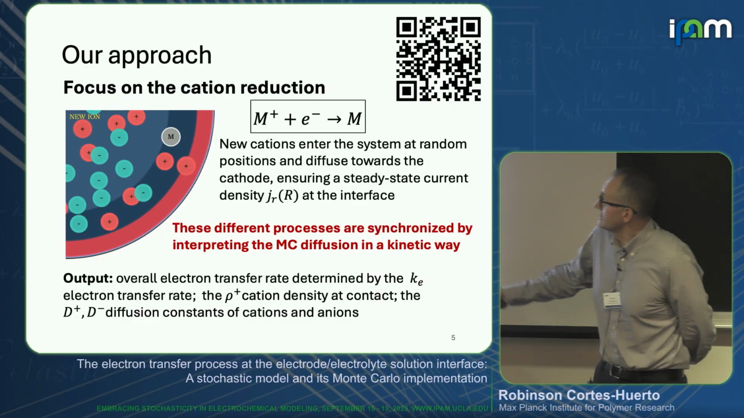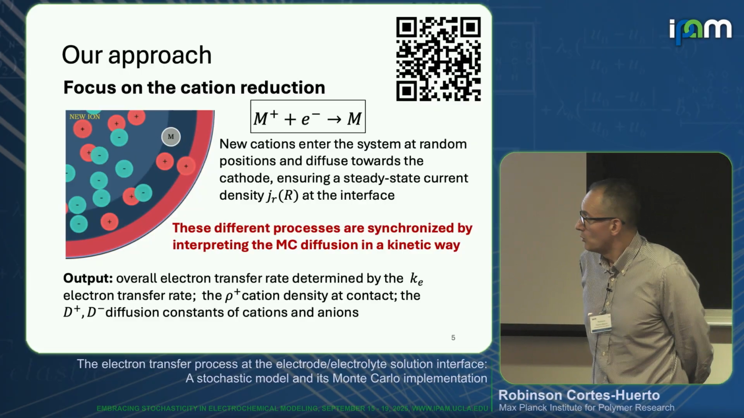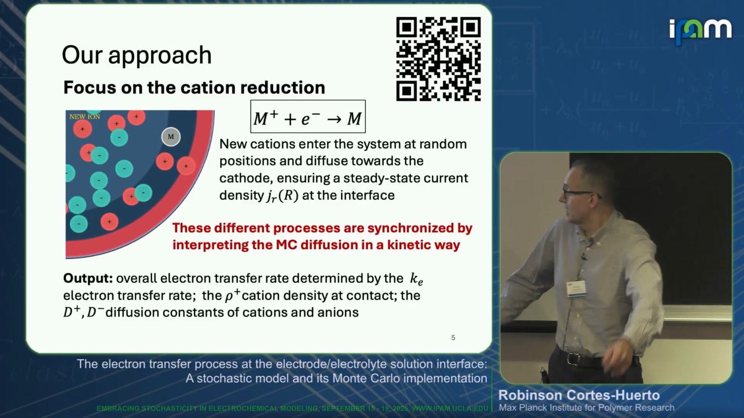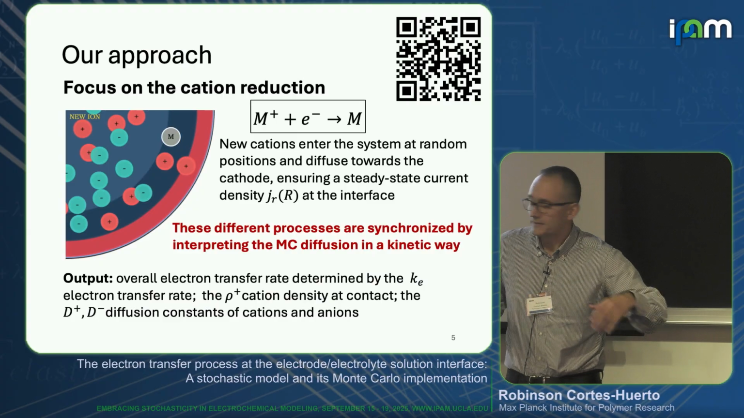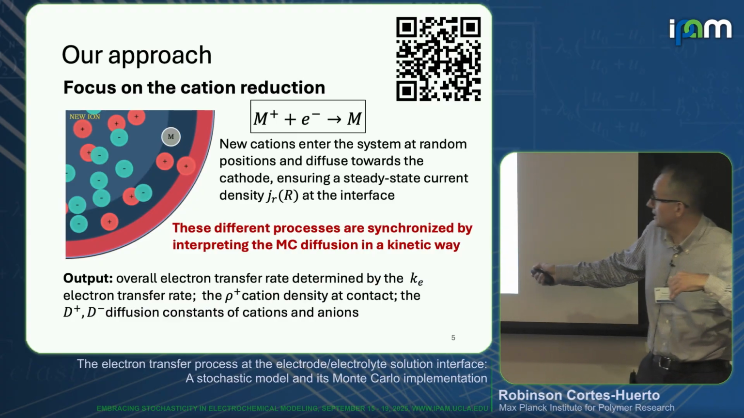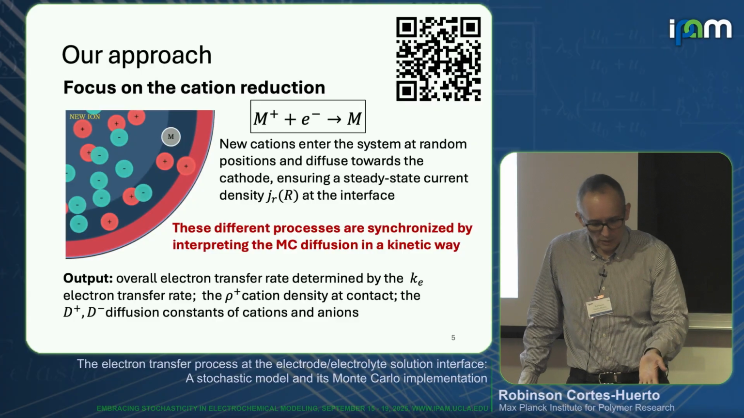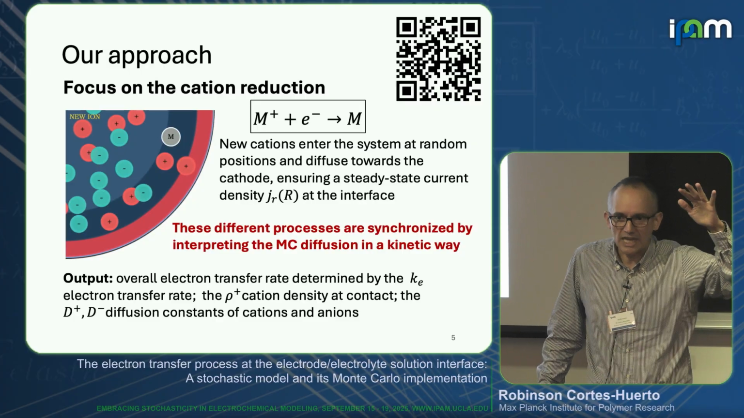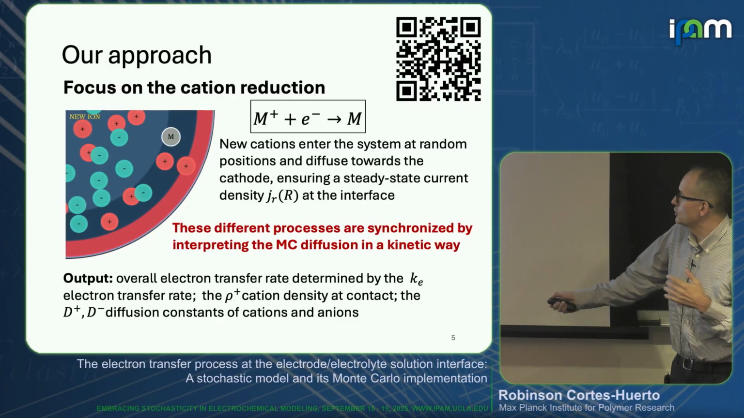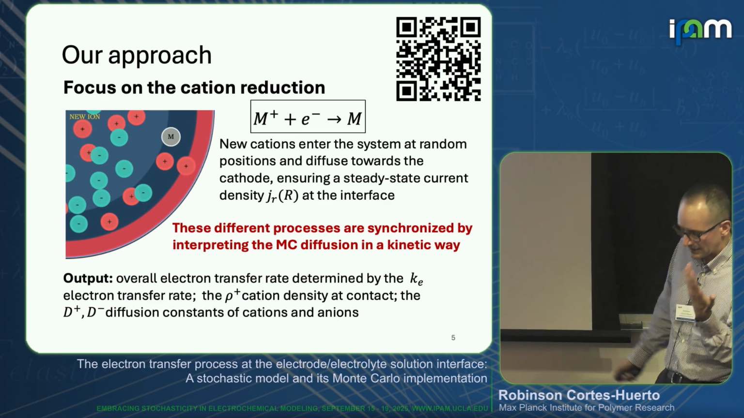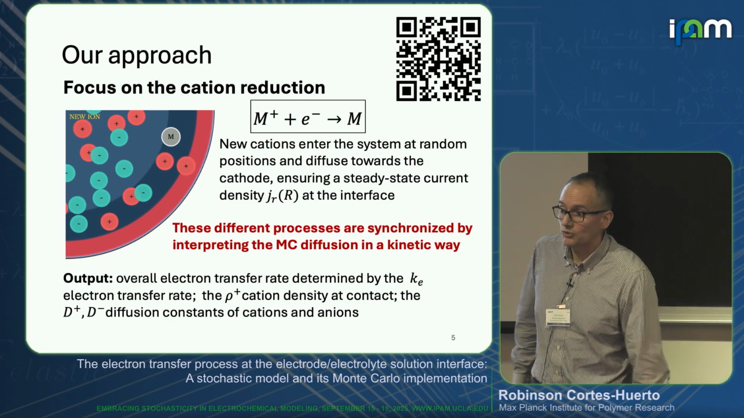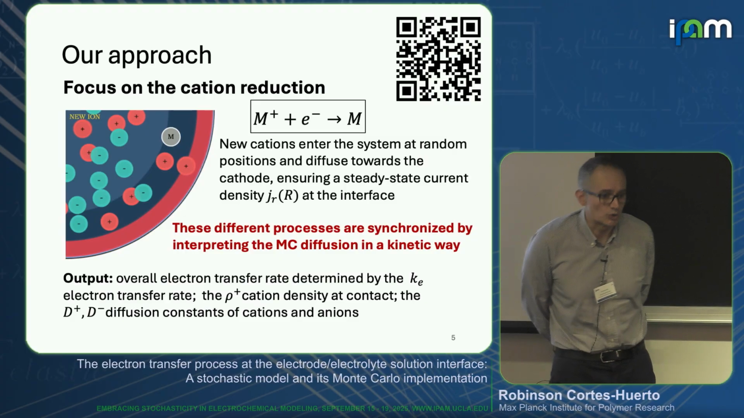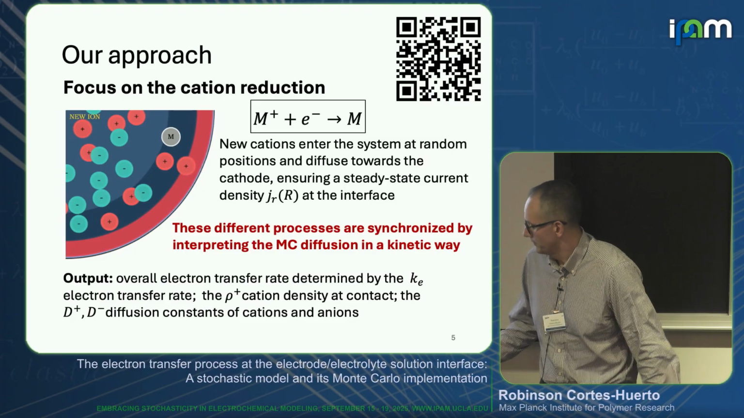The output of a simulation like this would be the overall electron transfer, determined by this electron transfer rate. We would also like to see the distribution of cations close to the electrode. And since we are dealing with kinetics here, we can also get information about the diffusion constants of the ions in the system.